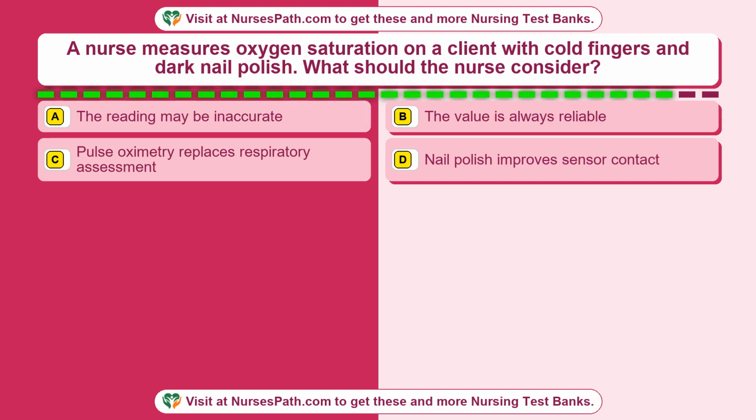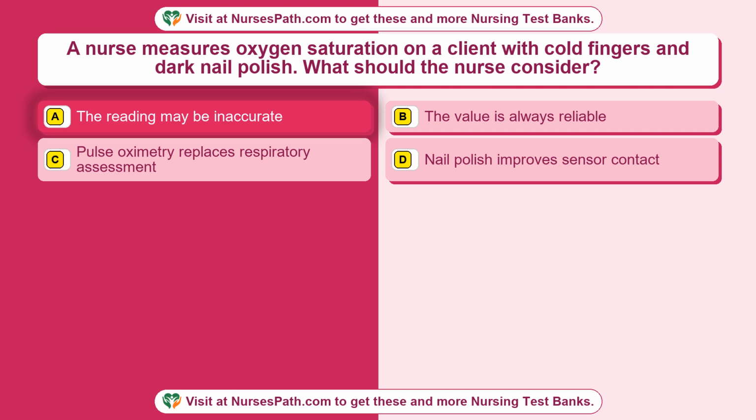Question 12. A nurse measures oxygen saturation on a client with cold fingers and dark nail polish. What should the nurse consider? Option A. The reading may be inaccurate. Option B. The value is always reliable. Option C. Pulse oximetry replaces respiratory assessment. Option D. Nail polish improves sensor contact. The correct answer is option A.